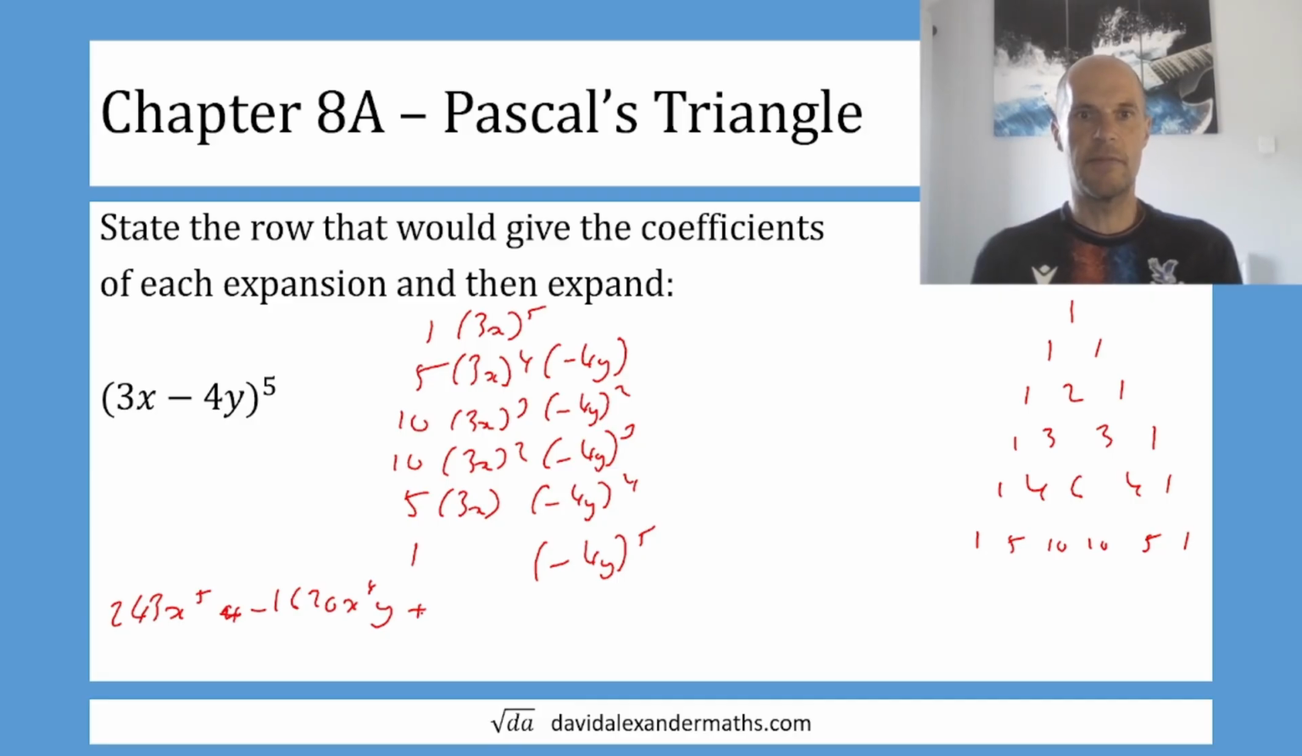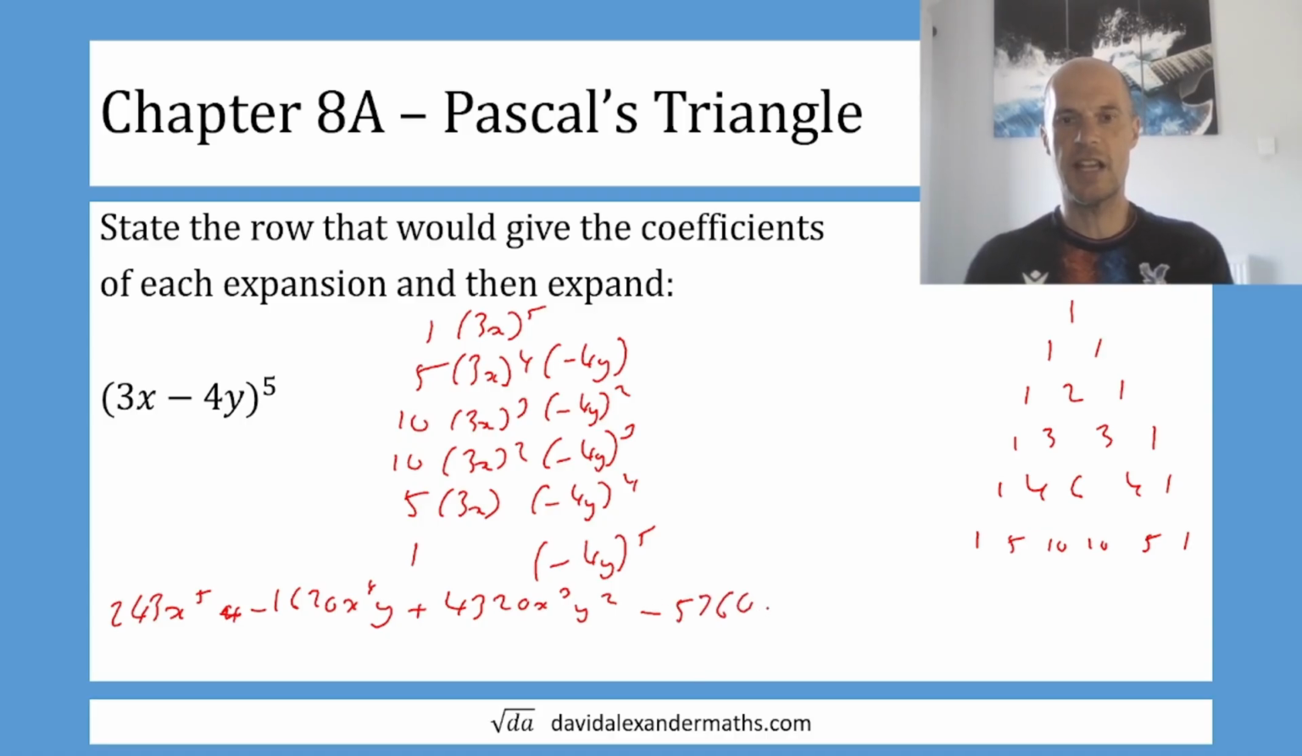So that's going to be 5, sorry, not 5, 10. 10 times 3 cubed, so 10 times 3 times 3 times 3 times negative 4 times negative 4, which is 4,320x cubed y squared. The next one will be negative because it's negative 4 cubed, so it's 10 times 3 squared times negative 4 cubed. So that's minus 5,760x, oh, not cubed, sorry, that should be squared, y cubed.